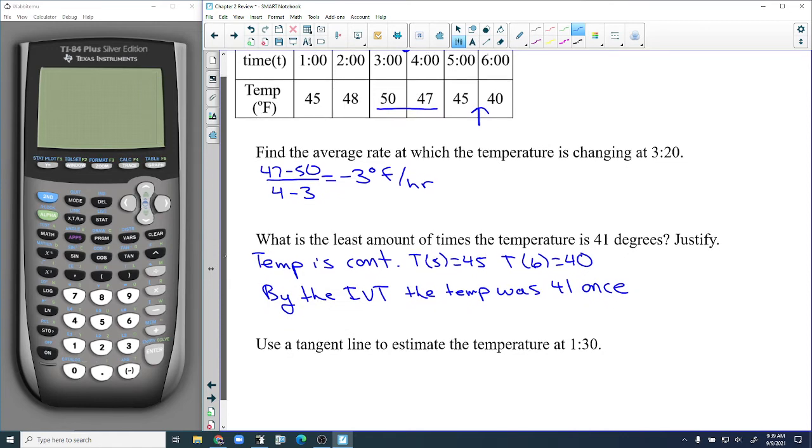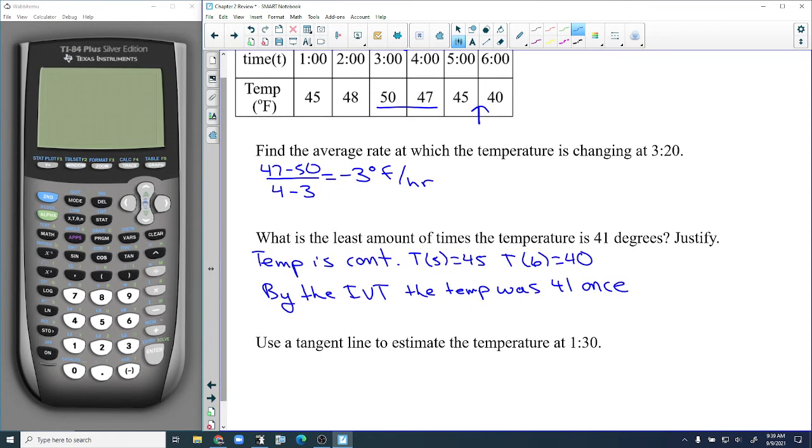Well, now let's see, it says use a tangent line to estimate the temperature at 1:30. We don't know what the temperature was at 1:30. The temperature went from 45 to 48. So it went from 45 and it got up to 48. And we assume that it probably warmed up somewhat gradually, unless a storm rolled through and did some crazy stuff, but we'll assume that didn't happen. We're going to take a tangent line and we're going to use the y value to estimate the value of the curve. Now it's going to be off, it's only an estimate, but it's the best we can do.